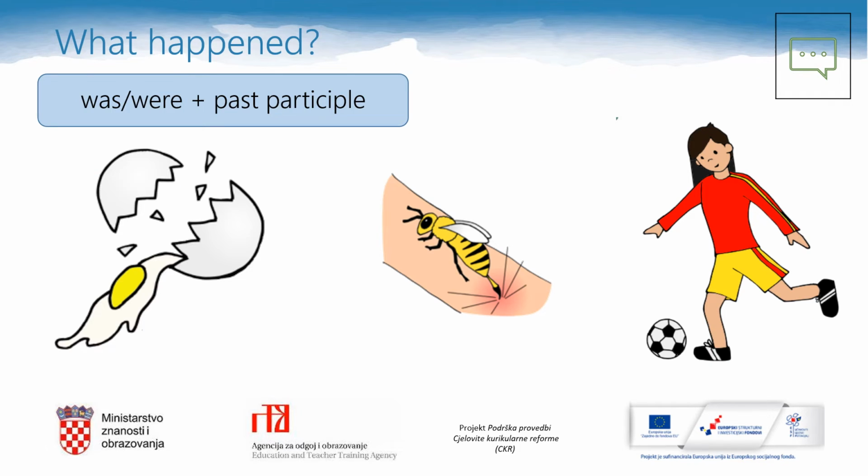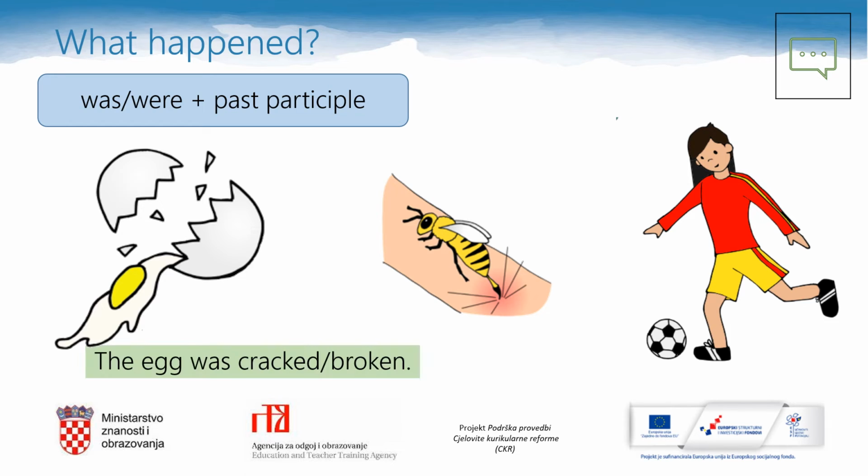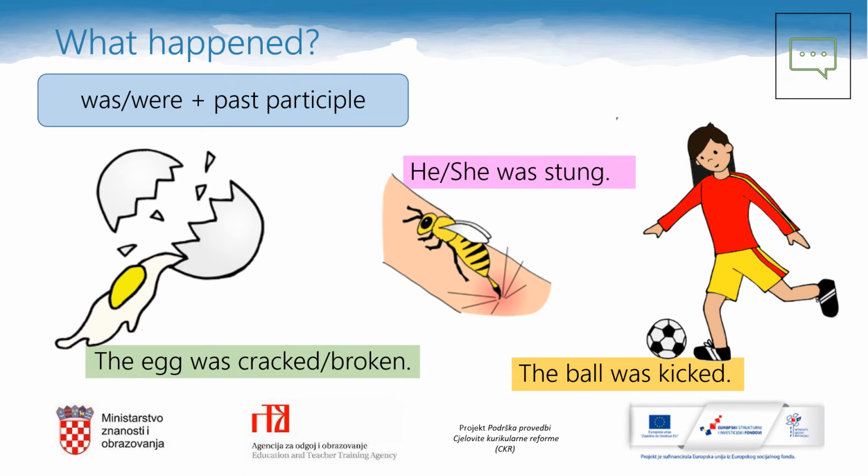Take a look at the pictures and what do you think happened here? Say the sentences aloud and use the past simple passive. Shall we check the first one together? The egg was cracked or the egg was broken. Excellent work. What about the next one? He or she was stung. And the next one, the ball was kicked. That's right.